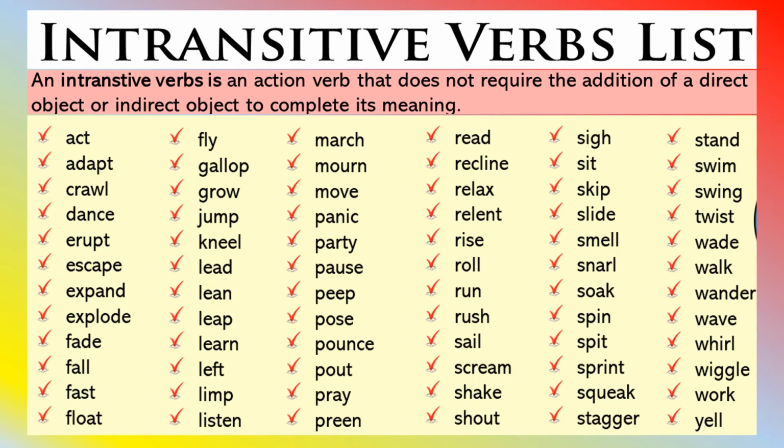Here you can see a list of intransitive verbs, and again I am repeating, an intransitive verb is an action verb that does not require the addition of a direct object or indirect object to complete its meaning. I am randomly picking some of the verbs out of this list. For example, fly. So the bird flies in the sky.